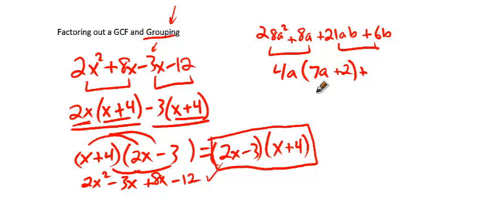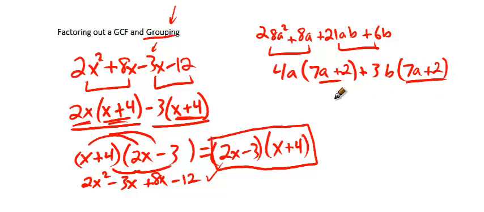And then the second group, one of the things you're going to realize is these have to be the same. So when I'm trying to figure out what I can take out of 21 and 6, it better leave me 7. So I'm going to go with 3, and there's b's in both of these, so 3b. Take the 3b out of here, leaves me with 7a plus 2.